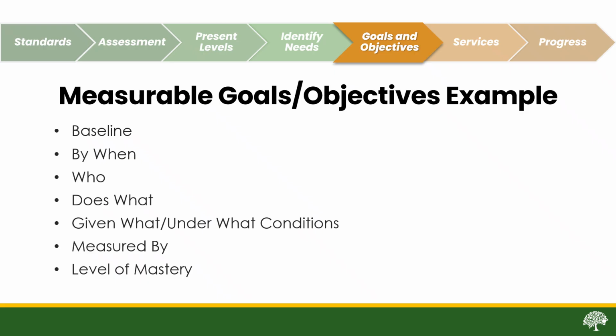Teams then develop goals in each area of need. A baseline is always required when writing goals. Goals must always state when the skill must be achieved by, or when, who is achieving the goal, the student, name the specific skill, does what, identify any supports required, given what or under what conditions, measured by, who is tracking the student's progress, and at what level of mastery.